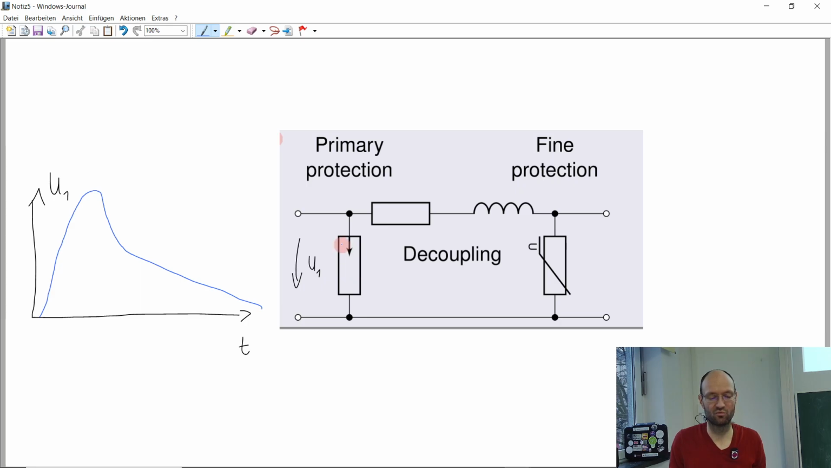And so now this is what would happen here at our circuit. So then it would take some time until, so now if we would take a look at the currents here and there in this circuit, so the current through our primary protection and the current through our fine protection. And if I draw these currents here in some schematic below this, so this is time and these are these two currents.